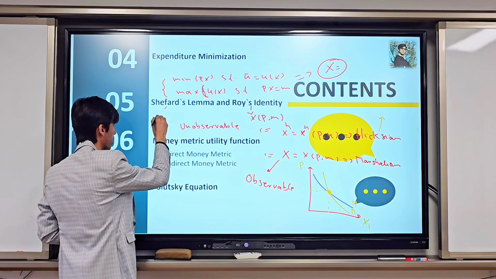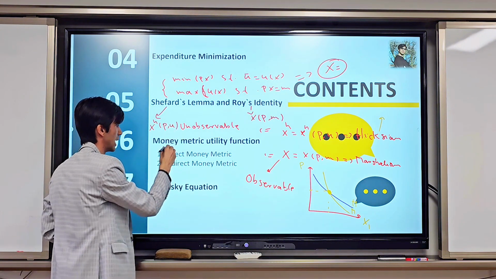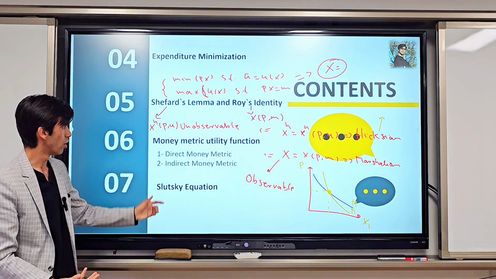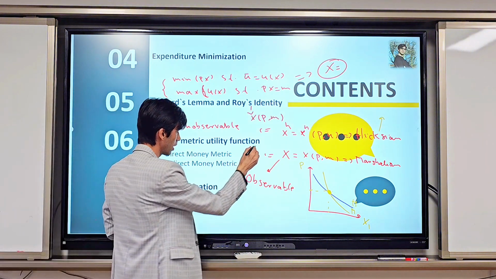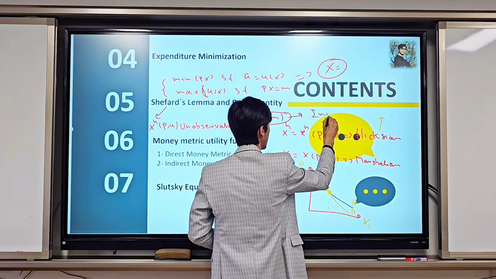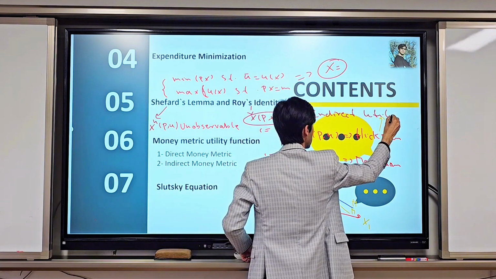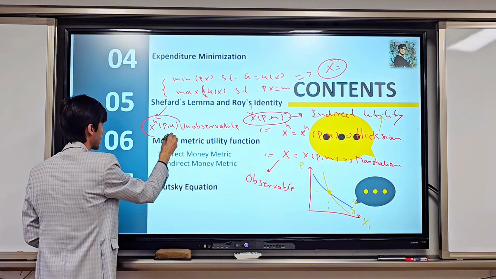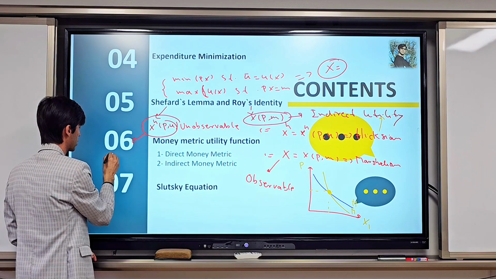But by using Shephard's lemma, we can find the Hicksian demand function. So these are two techniques for finding the Marshallian demand function and the Hicksian demand function. For using Roy's identity, we need to have our indirect utility function. But for using Shephard's lemma, we need to have the expenditure function.